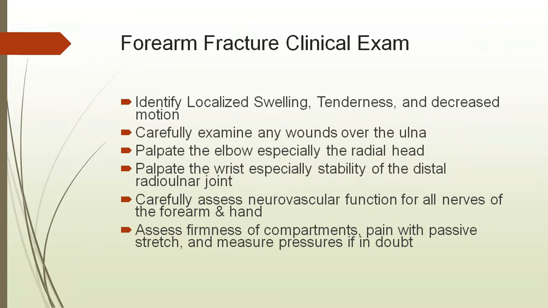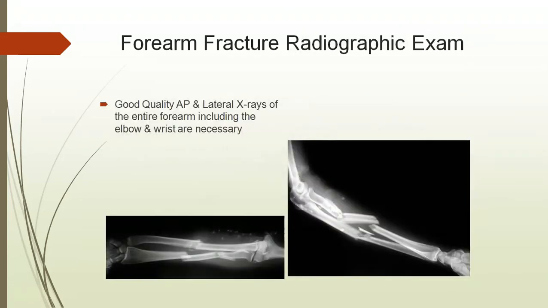What are the nerves that are passing and their functions? Those things must be examined and assessed. These are examples of forearm fracture. You need to take good quality AP and lateral X-rays of the entire forearm, including the elbow and wrist. This is a fracture. Here also there is a fracture. Here also there is a comminuted fracture. These types of fractures may lead to compartment syndrome, swelling of the tight compartment of the forearm.